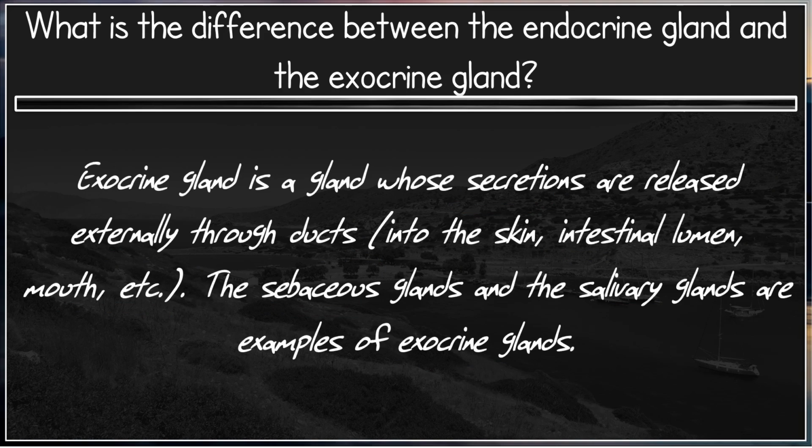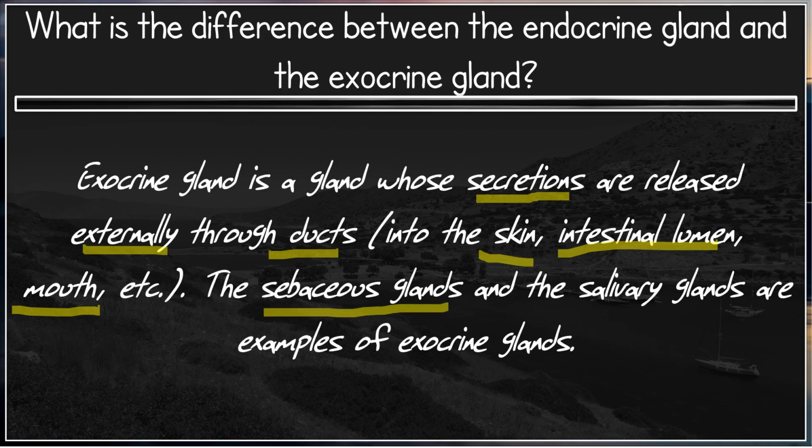Exocrine glands are glands whose secretions are released externally through ducts into the skin, intestinal lumen, or mouth, etc. The sebaceous glands and the salivary glands are examples of exocrine glands.